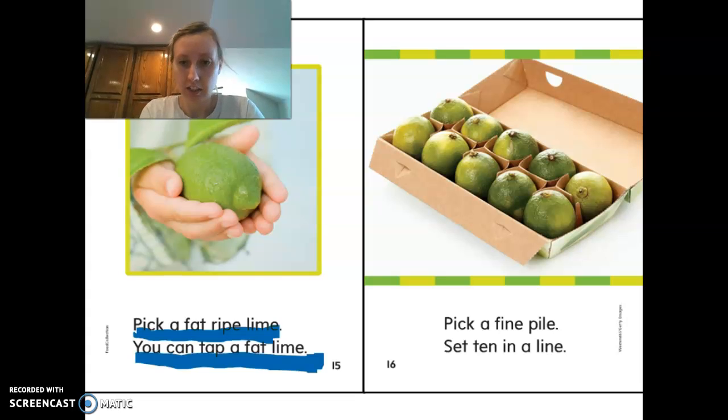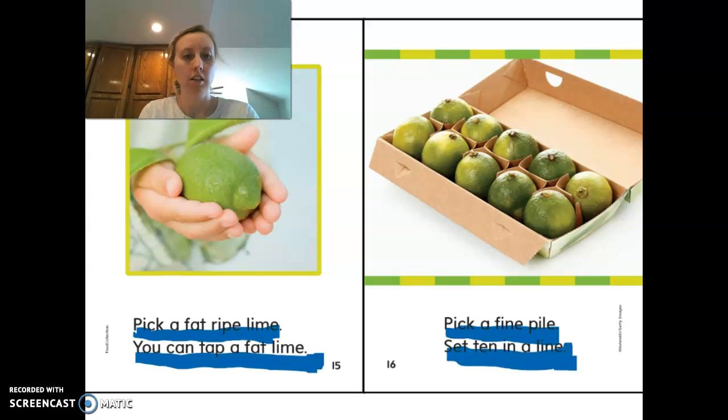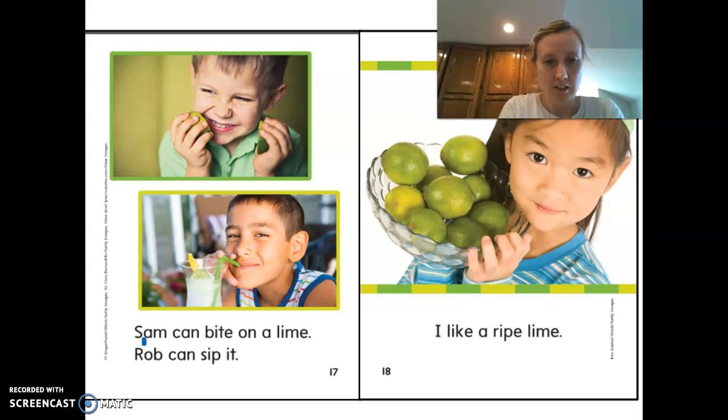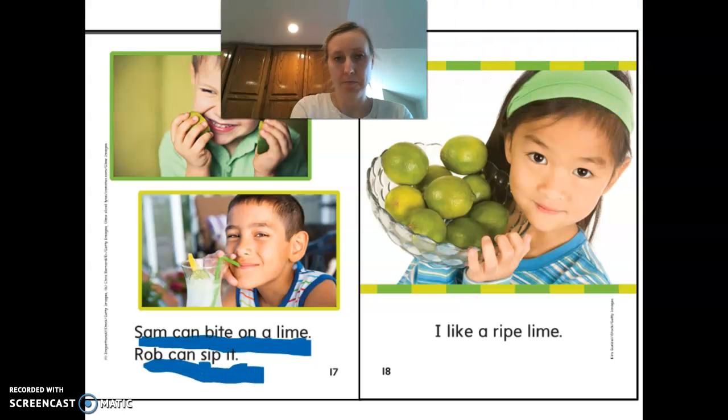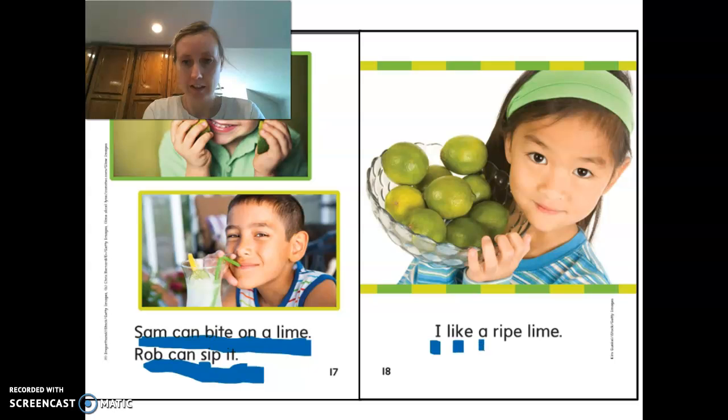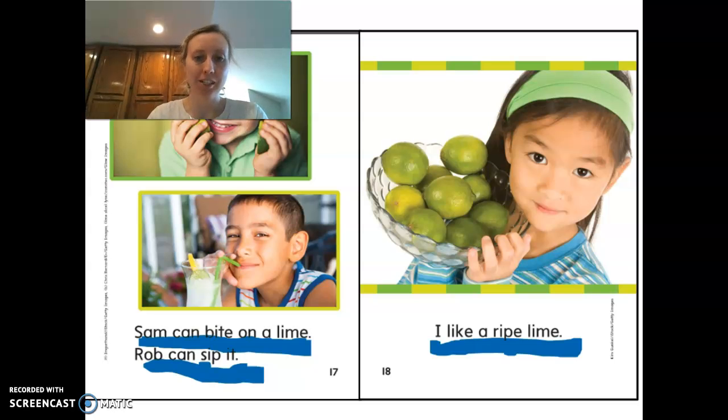Okay, here's our next one, your turn. Together, pick a fine pile. Set ten in a line. Okay, your turn. Together, Sam can bite on a lime. Rob can sip it. Your turn. Together, I like a ripe lime. Was that easier for you at the end of the week? I am sure it was because you've been practicing and your brain is growing.